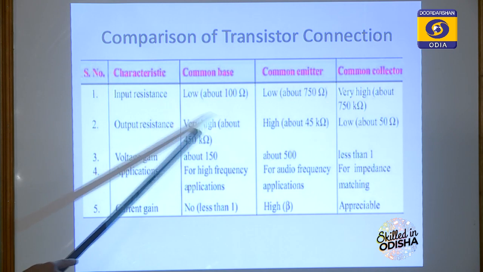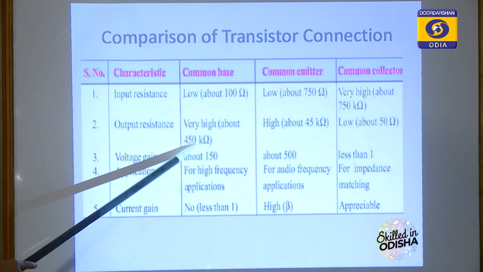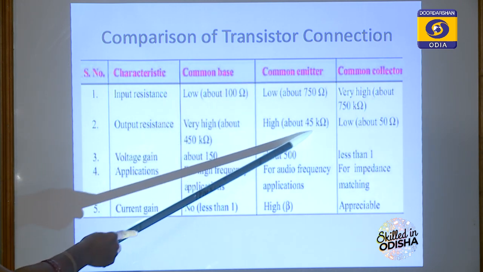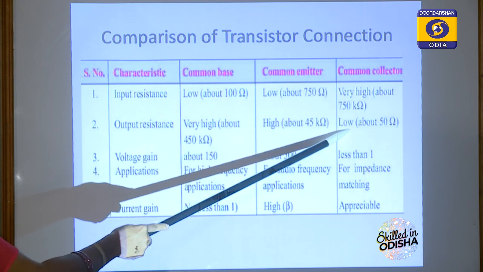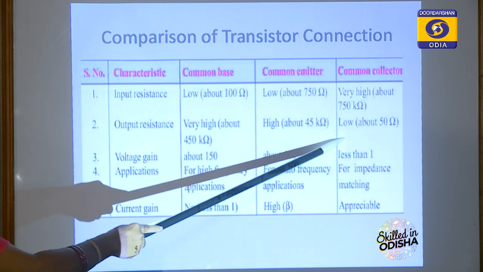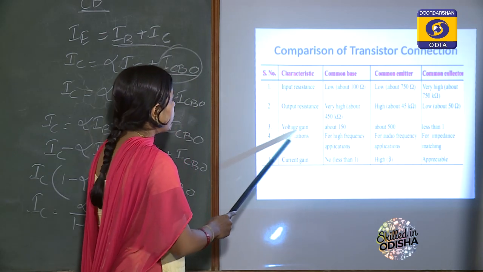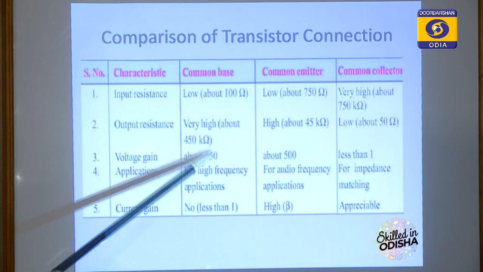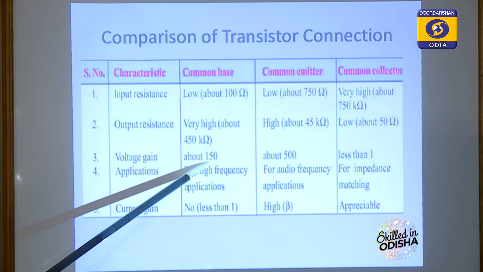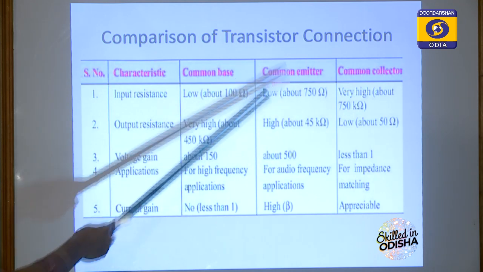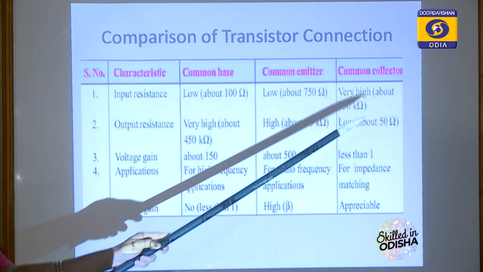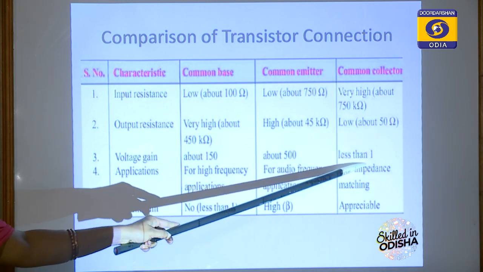Output resistance is very high, approximately 450 kilo ohm for common base configurations. Then it is lower in common emitter configurations, that is 45 kilo ohm, and it is very low in case of common collector configurations. Then next one is the voltage gain. Voltage gain is less in common base, approximately 150, and high in case of common emitter configurations, that is 500, and very less in case of common collector configurations, that is less than 1.